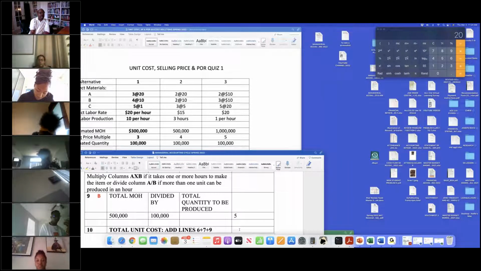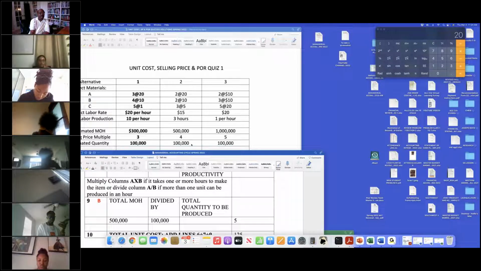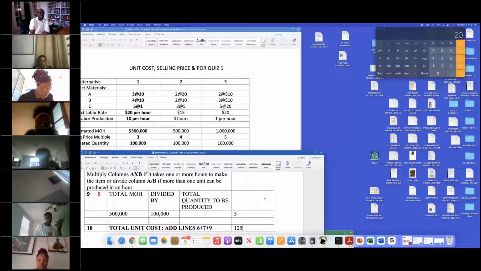What's our selling price multiple? 4. So what's total selling price going to be? 500. Okay, go on to situation 3, which a lot of people would miss. So y'all go on to situation 3.